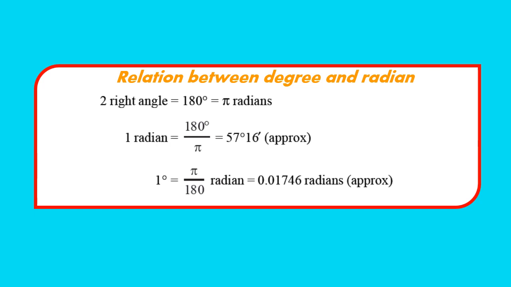0.01746 radians. After putting the value of pi equal to 22/7 in calculation, it will be approximately equal to 0.01746 radians. Now remember these two relations. Whenever we have to convert angles from radian to degree or degree to radian, we are going to use that 1 radian equals 180 upon pi and 1 degree is equal to pi upon 180 radian. Clear? So pause and note down this relation.